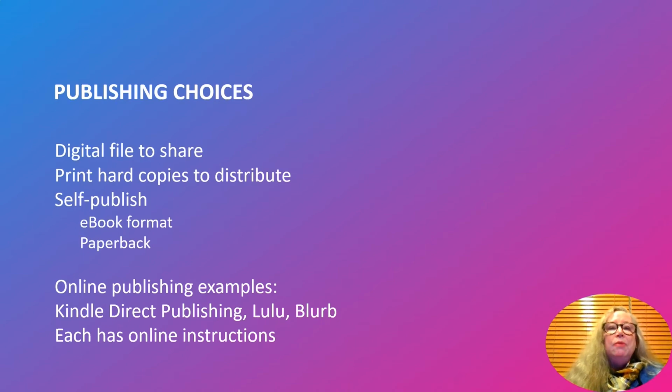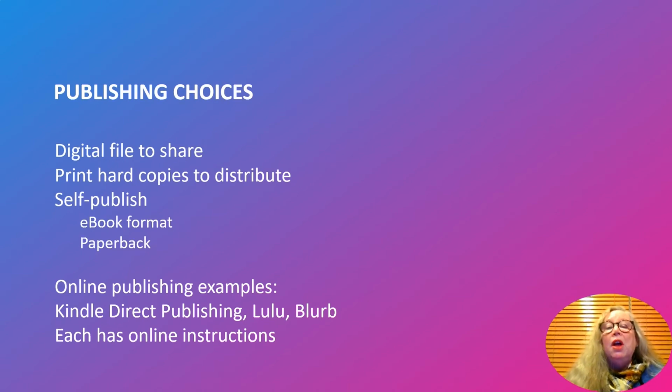But the option that I go with is the self-publishing one. And in self-publishing, you have two big choices. One is whether you want an ebook, something that you can read on a Kindle or other kind of electronic book reader, or a paperback. Now, for many places, you can get a hardcover book, but that's usually a lot more expensive.